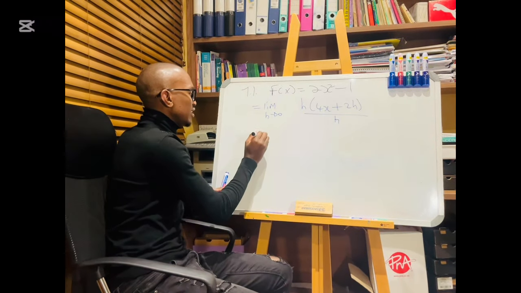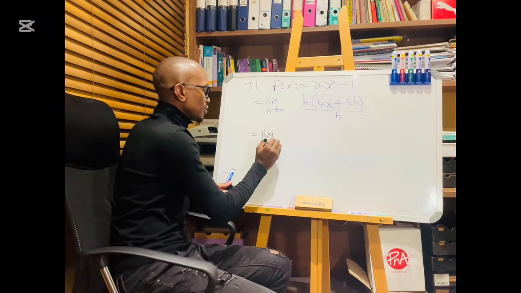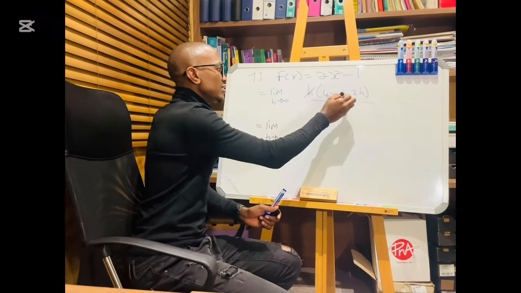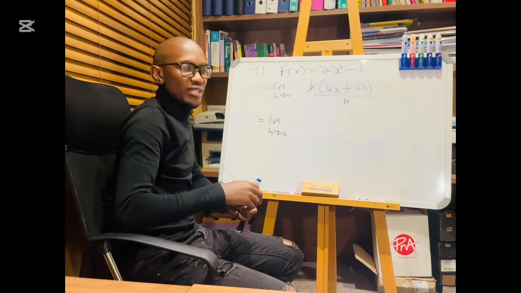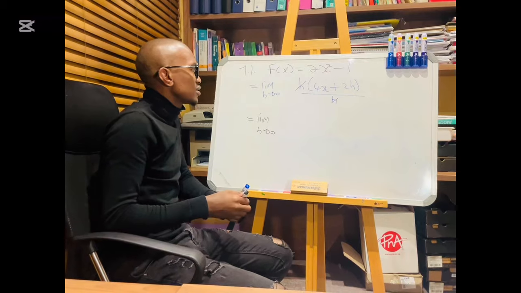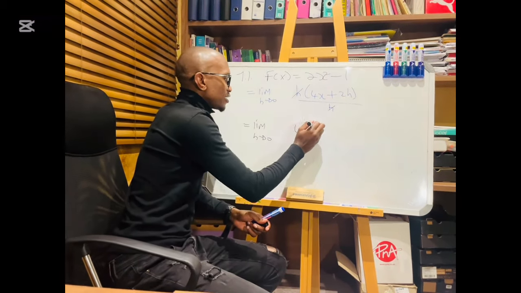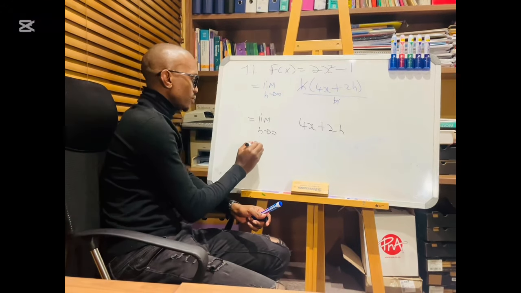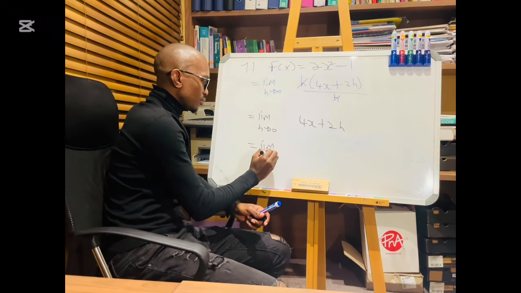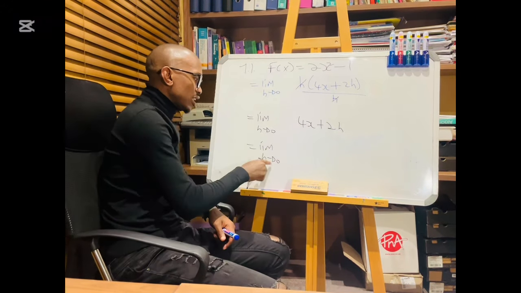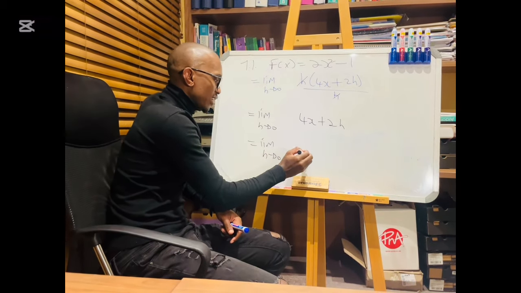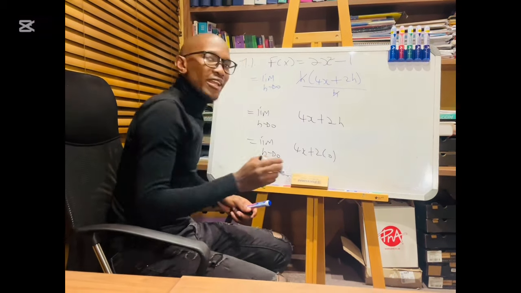Then check the limit as h approaches 0. This h and this h will give us 1. Basically, again, h and h cancel out, they divide each other. And from there, you will end up having 4x plus 2h. Then from there, the limit as h approaches 0. Check. Now we start to substitute: 4x plus 2 times 0. 2h will be a 0.